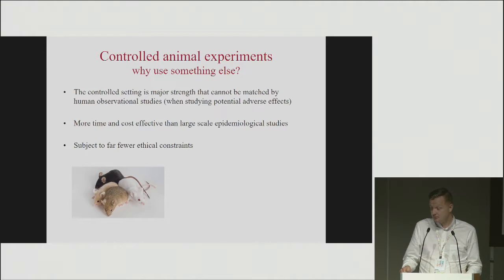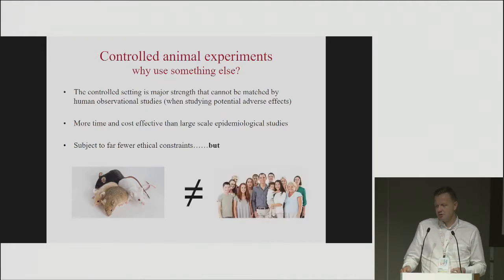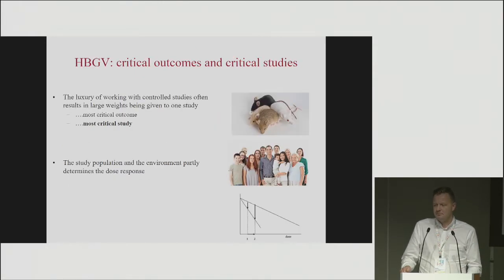And of course, the animal studies are subject to far fewer ethical constraints, but the problem is, again, that you're studying animals, but not humans. Now, looking at the classical risk assessment, the luxury of working with controlled studies, in my view, often results in large weights being given to a single study or a single outcome. You talk about the most critical study, the most critical outcome. And then you do a benchmark dose analysis on that and derive the health-based guidance value.